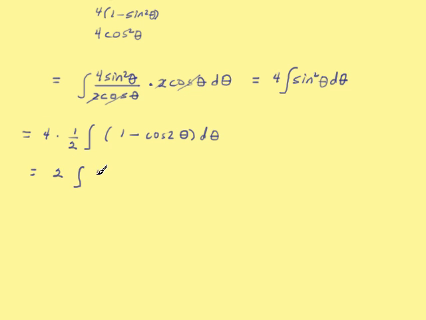And here we have theta minus, this is the derivative of sine 2 theta, but we're missing the 2, so we'll put a 1/2 here. Sorry, we are integrating, so we have integrated. Let me just remove that integral. Now we have integrated, so that's 2 theta minus 1/2 sine 2 theta.